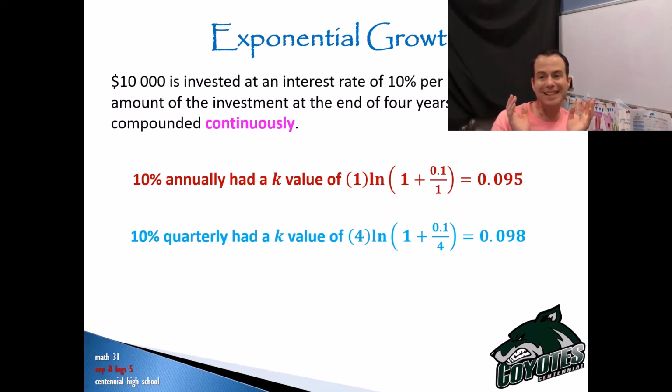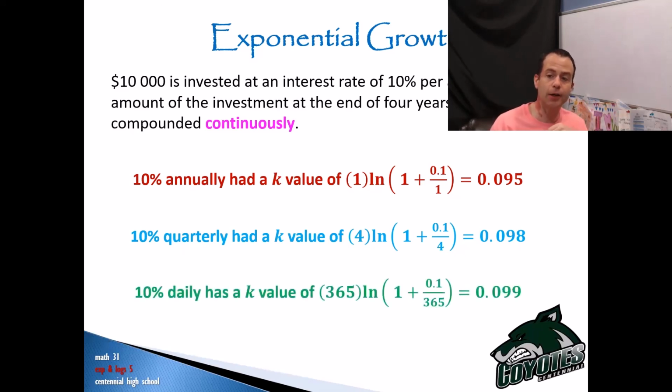Okay. So in that thought, let's go to compounding daily for a second. If I compounded daily, that would be 365. So it'd be 365 ln of 1 plus 0.1 over 365. Now, when I put that in my calculator, I get 0.099. Now, take a look at these numbers. When I compounded annually, it was 0.095. Then I got up to 0.098. Then I got up to 0.099. Essentially, what I want to do for compounding continuously is I want to see the limit as this approaches infinity.